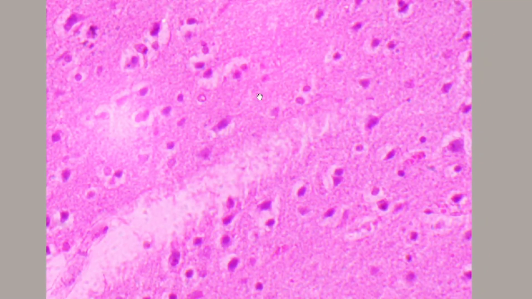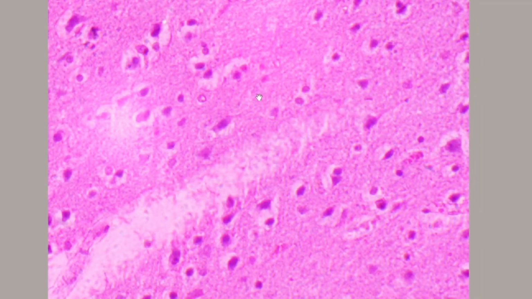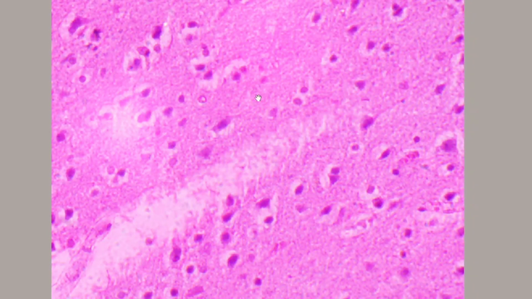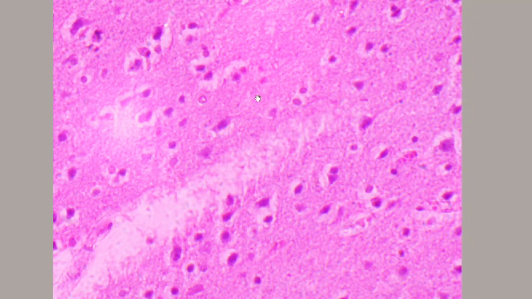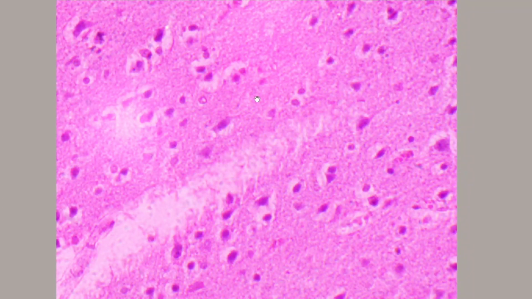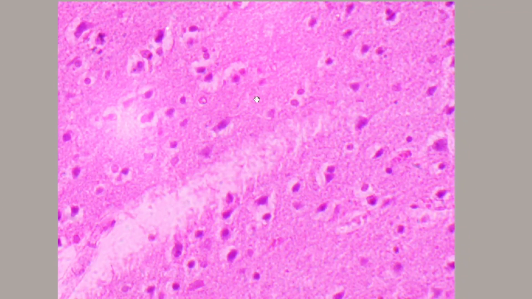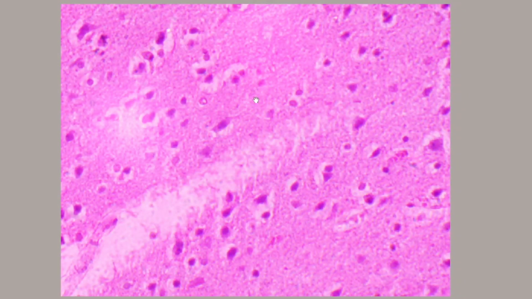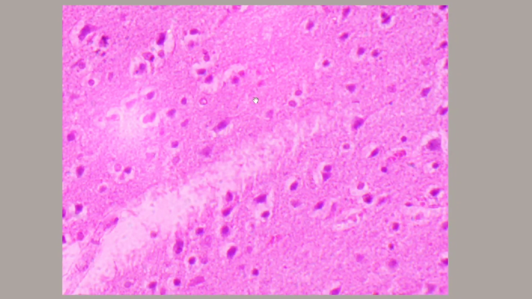So how to identify this slide? The cerebral cortex slide is having the multipolar neuron. And how to identify multipolar neurons? The body of the multipolar neuron is showing at least one or two projections because they are triangular in shape. Clear? So this is what about the cerebral cortex.